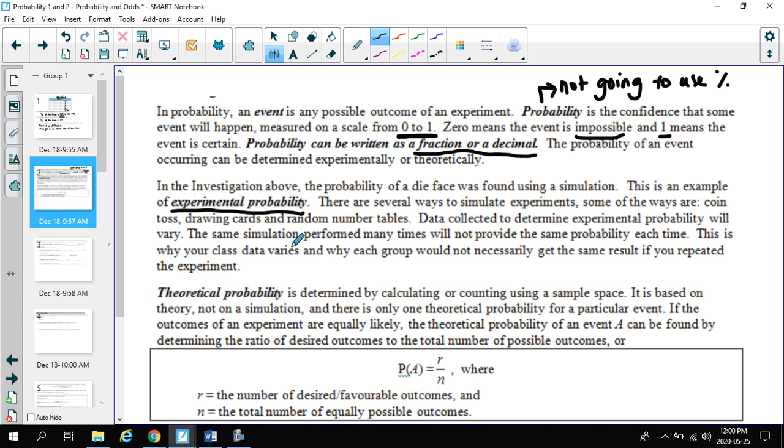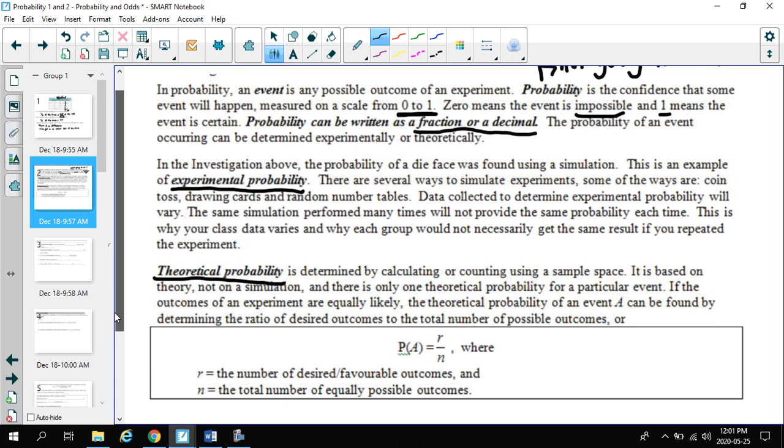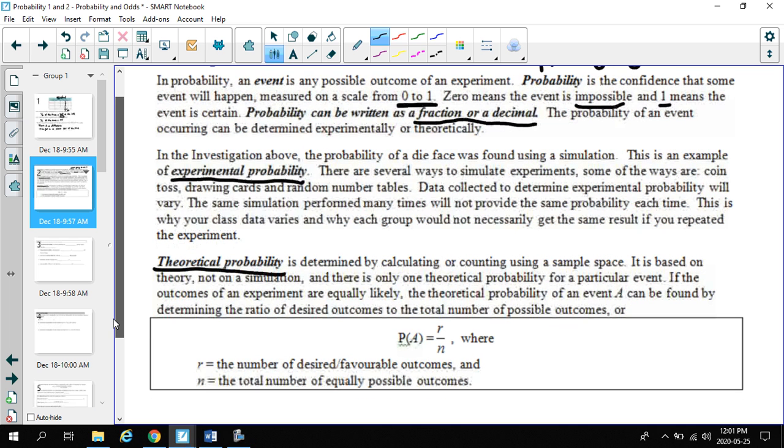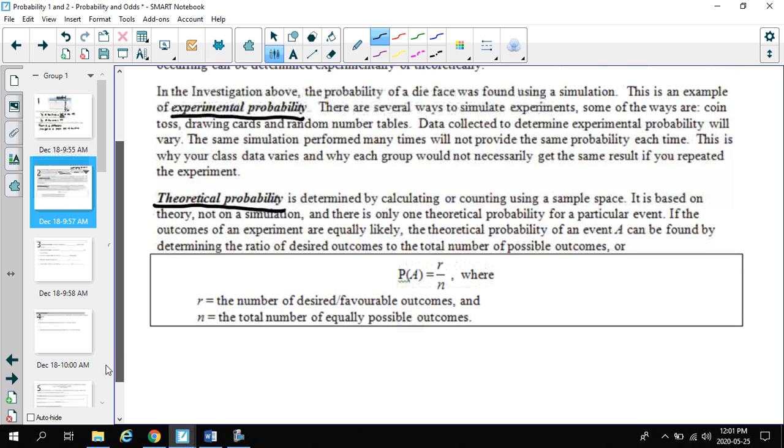So this is why our class data varied, and each group would not necessarily get the same result if you repeated the experiment. The theoretical probability, though, is determined by calculating or counting using a sample space. It is based on theory, not a simulation, and there is only one theoretical probability for a particular event. If the outcomes of an experiment are equally likely, the theoretical probability of event A can be found by determining the ratio of desired outcomes to the number of possible outcomes.